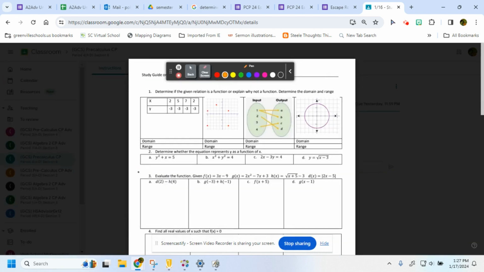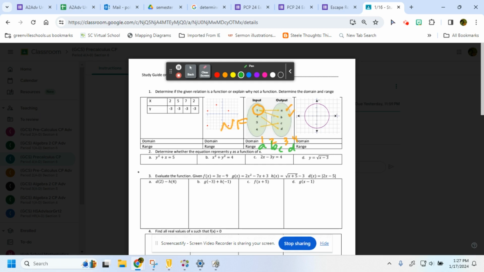Next here, you will see that the 1 goes with A and B. So this one here is not a function again. And the domain there are 1, 2, 3, 4. The range here are A, B, C, and D.